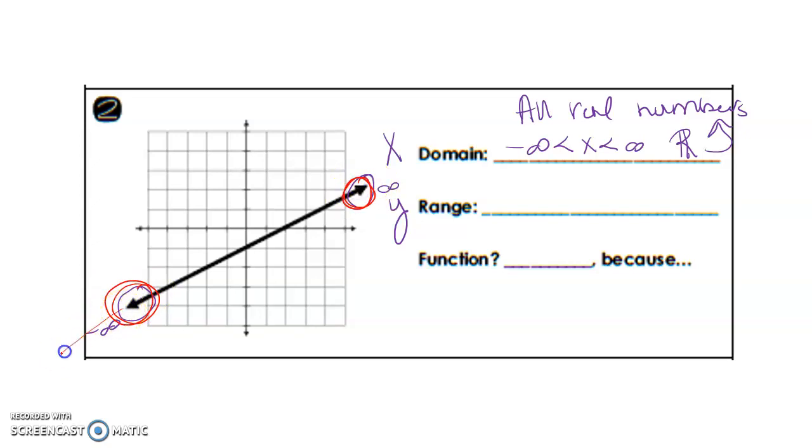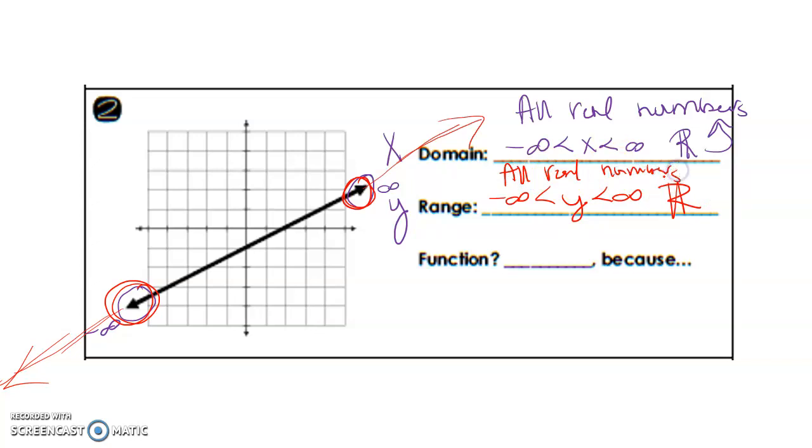Because we know this line is going to keep going. It's not just going to the left, it's going down and to the left. And this line is going to keep going up and to the right. So again, we're dealing with the 2 infinities. So we're going to have -infinity less than y less than infinity, which again is all real numbers. Is it a function? Yes, because it passes the vertical line test.